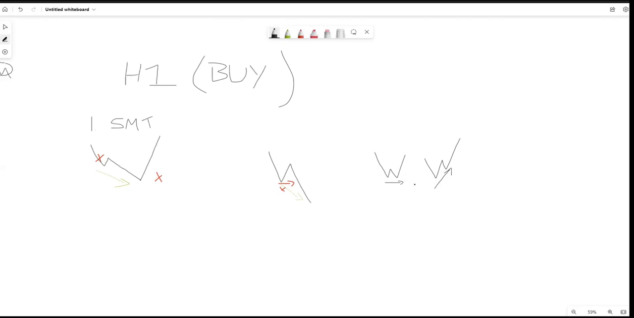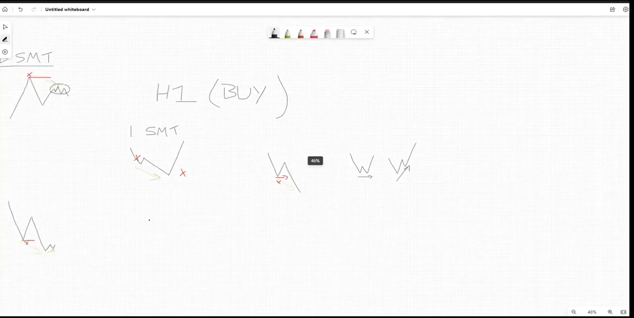We need an SMT. It's not going to be based off of candlestick open, high, low, and close. It's going to be based off of swings, swing lows, raiding liquidity, equal highs, high low, things like that. Okay, so it's going to be based off of swings. So that's going to be number one.